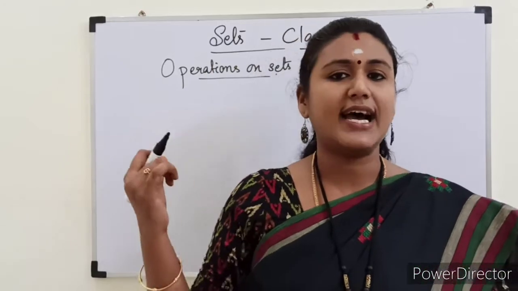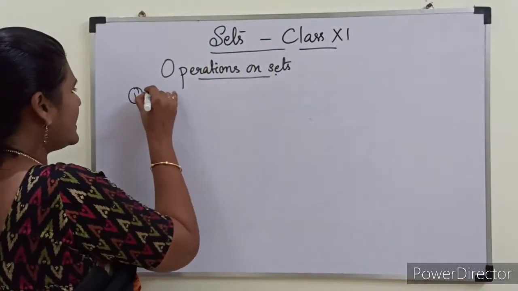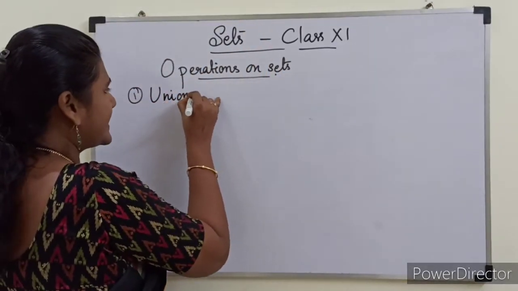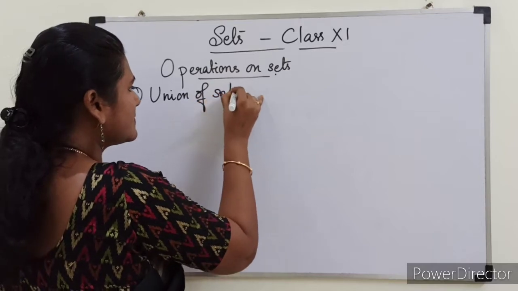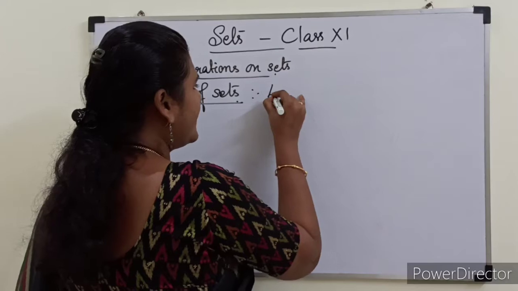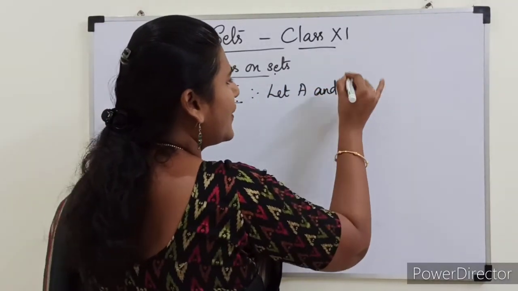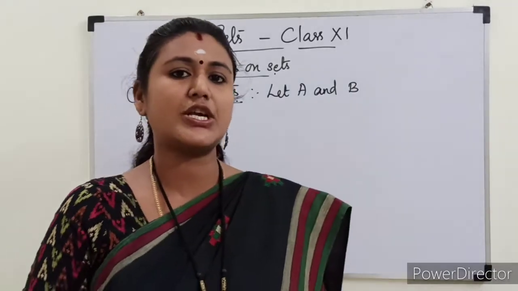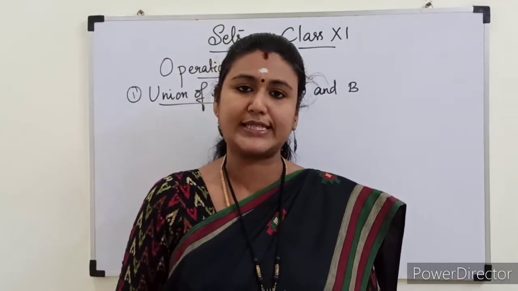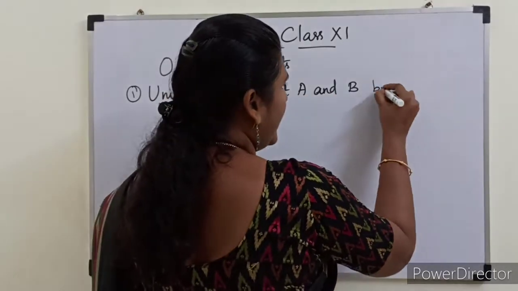So, we will see the operations now. The first operation is union of sets. For this, first we will take two sets A and B. We are going to perform this operation on a pair of sets, two sets. So, we will take two sets A and B.